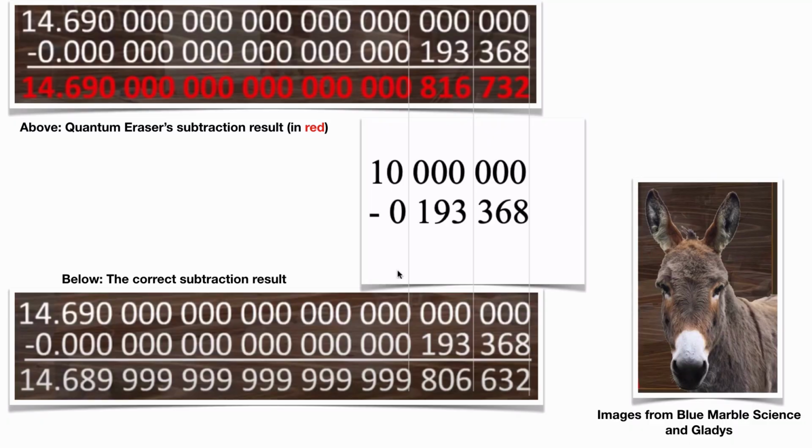Okay, so what I've got here is, and these images are copied from Blue Marble Science. So Quantum Eraser's error is in red, and then the correct answer is in the bottom image. So let's go over exactly how Quantum Eraser got his answer. This isn't the exact problem from Quantum Eraser. I left out most of the zeros, but I can illustrate the point with these numbers. I had a little bit of trouble initially figuring out what he did wrong because every other digit seemed to be correct. And then with a little bit of thinking, I realized what he had done.